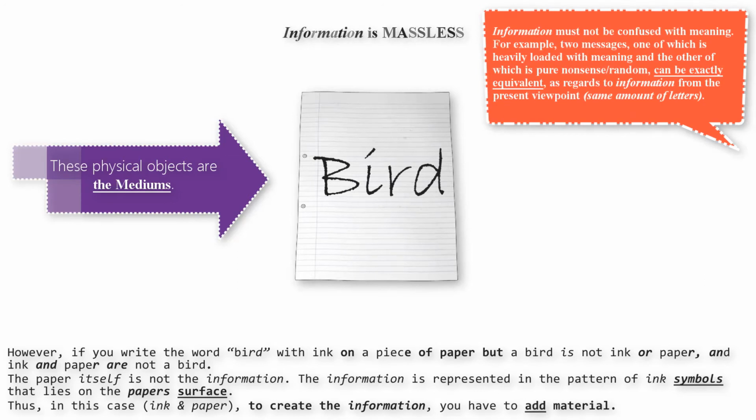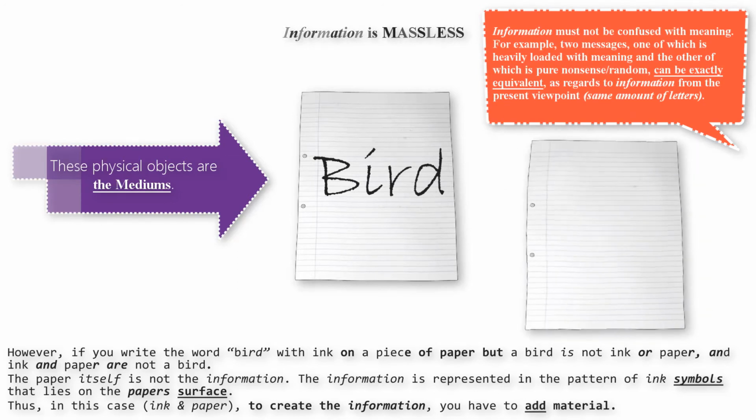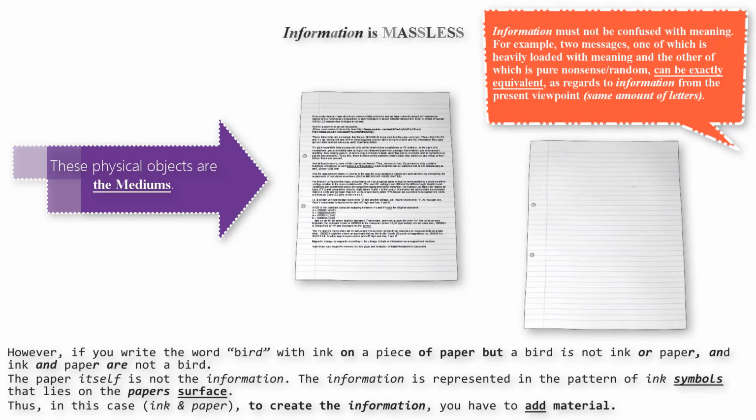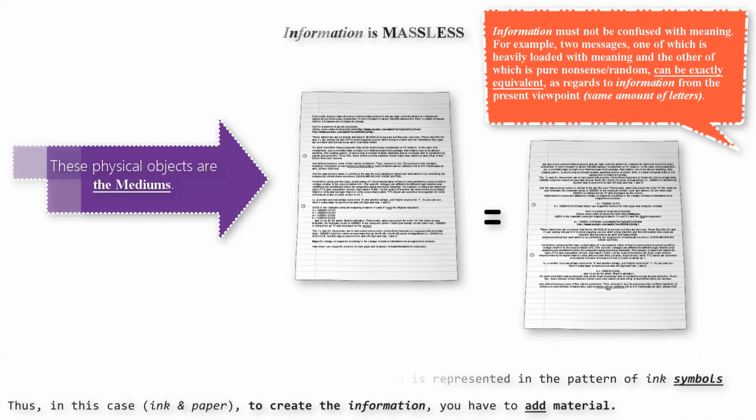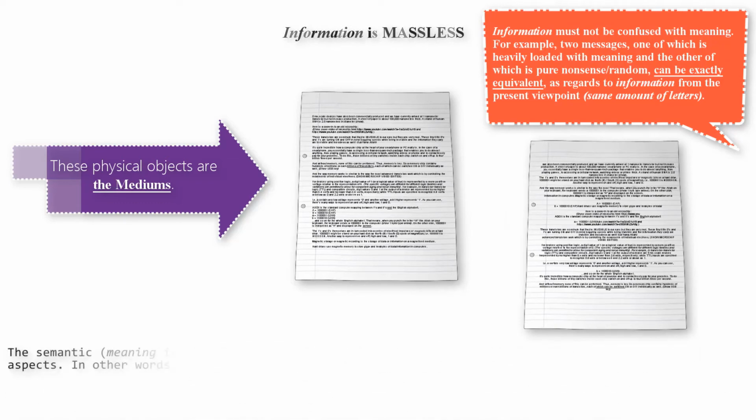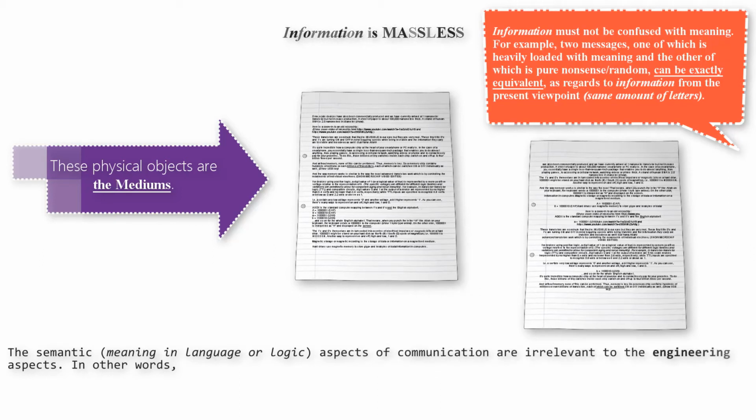Information must not be confused with meaning. For example, two messages, one of which is heavily loaded with meaning, and the other of which is pure nonsense, random, can be exactly equivalent as regards information from the present viewpoint, same amount of letters. The semantic, meaning of language or logic, aspects of communication are irrelevant to the engineering aspects.